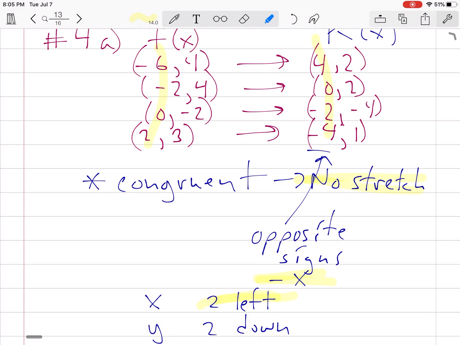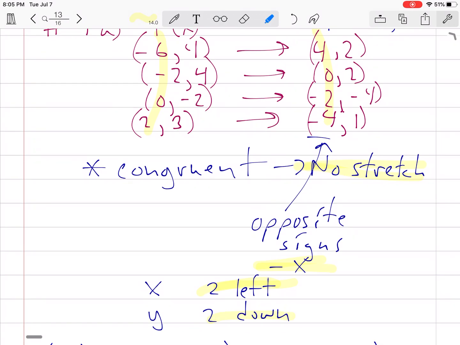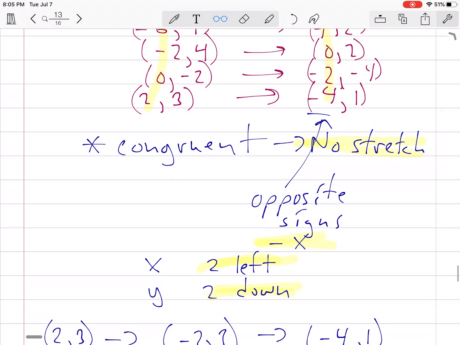And then if you look at the y values, let's look at the first coordinate. It went from 4 to 2. The second one went 4 to 2. The third one went -2 to -4. So that means you've decreased it by 2. So the y value has gone down by 2 as well. Now we can put all three of these things together.